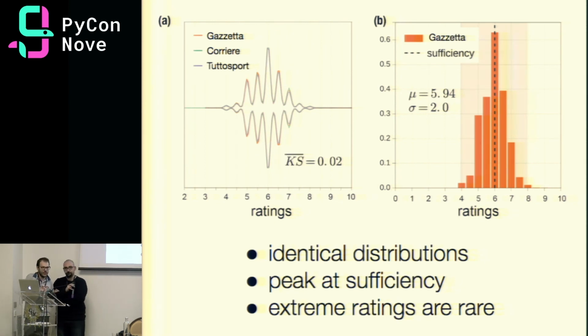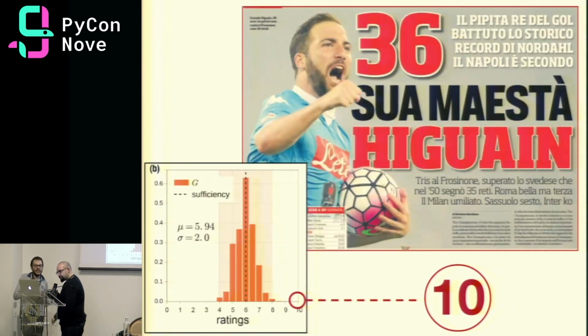The standard deviation is really small, and it's really rare to have ratings that are higher than 8 and lower than 4. And this kind of rating system is borrowed from the Italian school rating system, as you probably already know. Actually, we have some outliers.